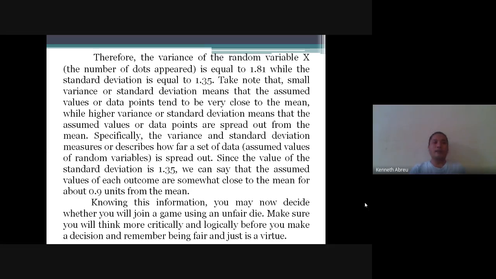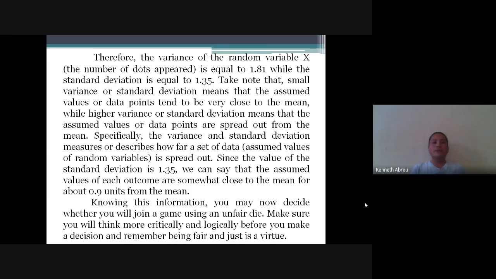Okay. So therefore, the variance of the random variable x, or the number of dots that appear, is equal to 1.81, while the standard deviation is equal to 1.35. So you're going to take note that small variance or standard deviation means that assumed values of data points tend to be very close to the mean, while higher variance or standard deviation means that the assumed values of data points are spread out from the mean. Specifically, the variance and standard deviation measure or describe how far a set of data or assumed values of a random variable is spread out.